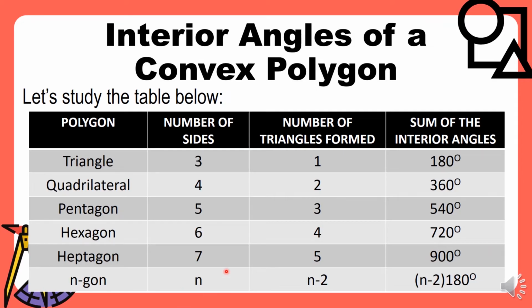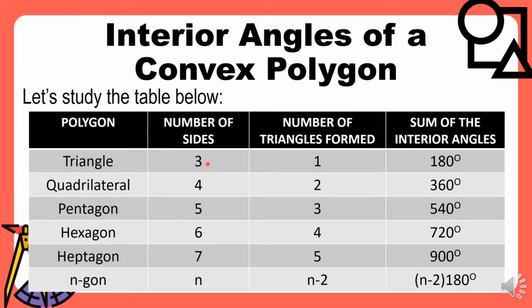N-gon. Don't forget that n means the number of sides. And the formula to find the triangles formed in n-gon is n minus 2. For us to get the sum of the interior angles of an n-gon, we need to multiply n minus 2 times 180 degrees. Kung titignan ninyo ang number of triangles formed in a convex polygon, laging bawas ng 2 ang mga ito.